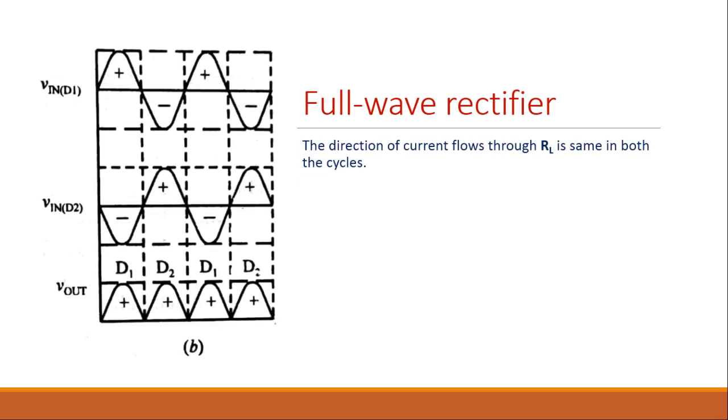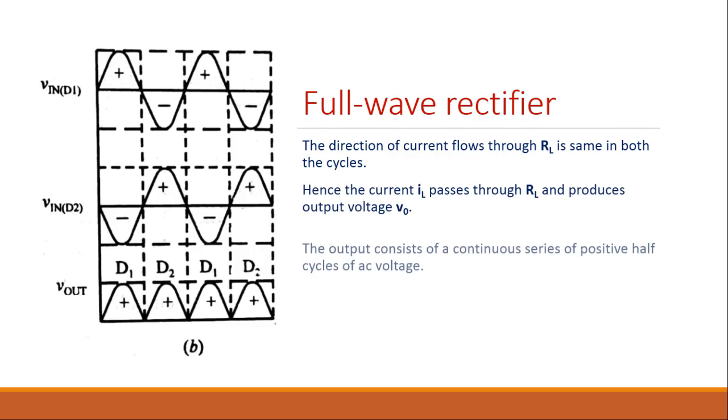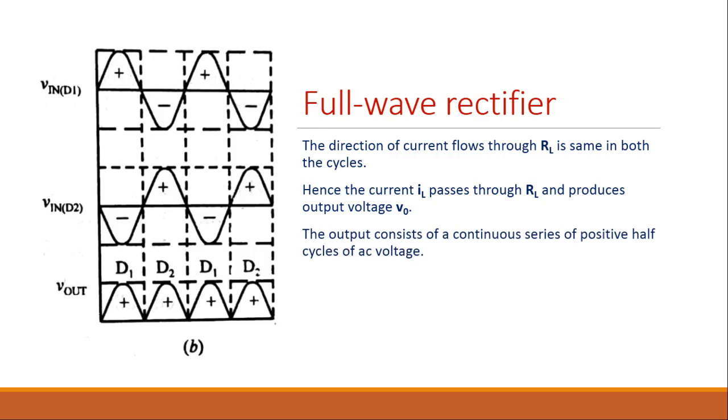So, the direction of current flow through the load resistance RL is the same in both the cycles. Hence, the current IL passes through the load resistance and produces output voltage VO. The output of the full wave rectifier consists of a continuous series of positive half cycles of AC voltage.